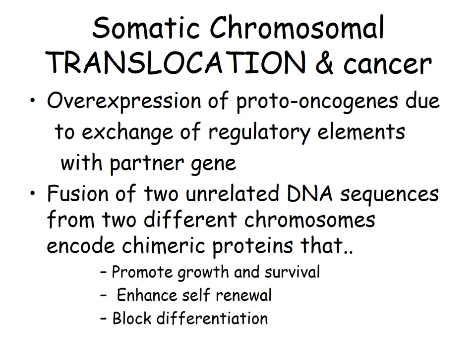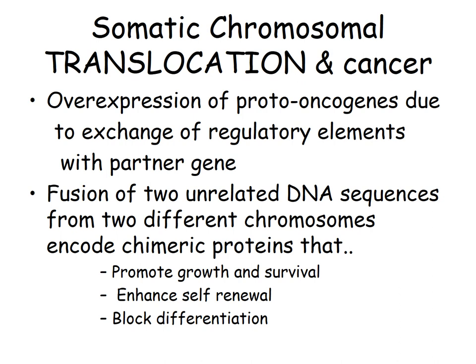Overexpression of proto-oncogenes can take place due to translocation, when they come into the vicinity of some regulatory elements with the partner gene, or through fusion of two unrelated DNA sequences from two different chromosomes, as we have seen in many examples of translocations like 8;21, 15;17, 9;22. What happens when the chimeric proteins are encoded?